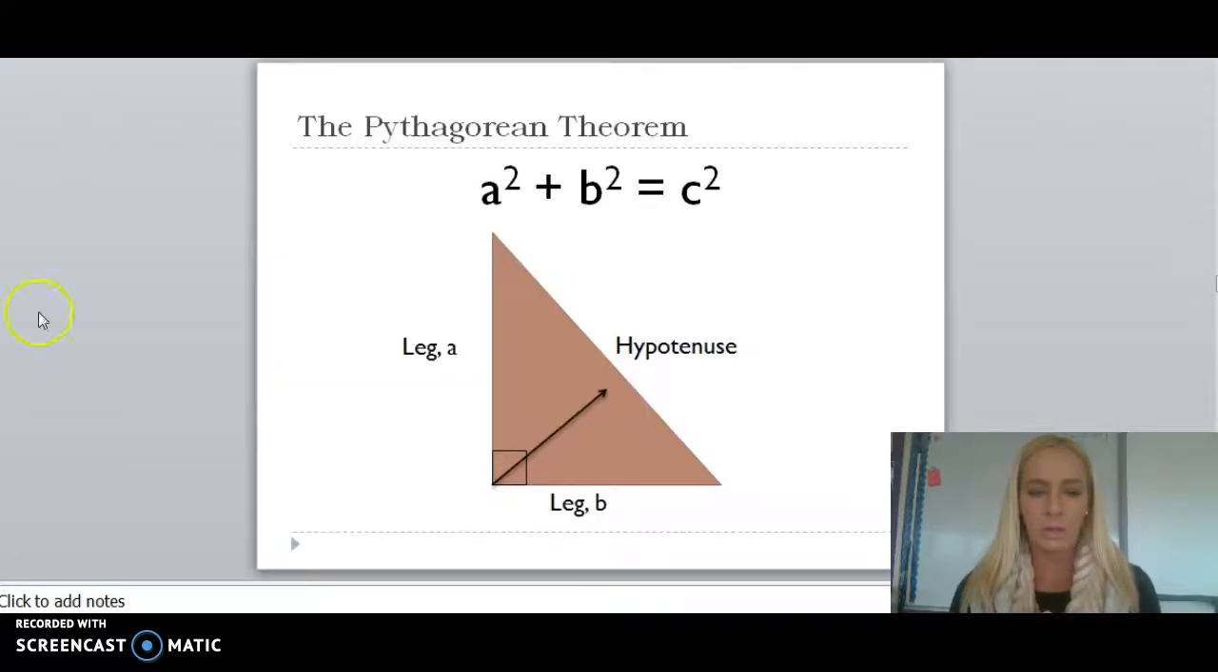So as a quick little review, Pythagorean theorem is a squared plus b squared equals c squared, where A and B make up the sides of the right triangle, and c squared, also known as our hypotenuse, is the side directly opposite of the right angle.